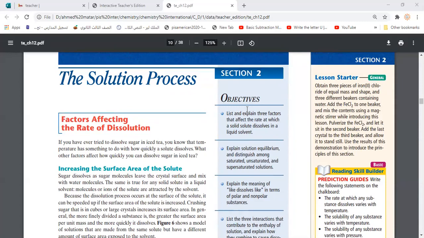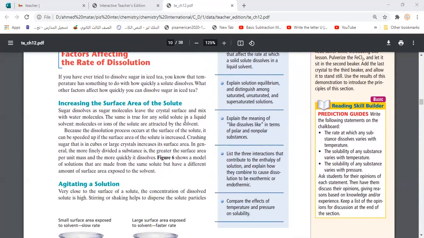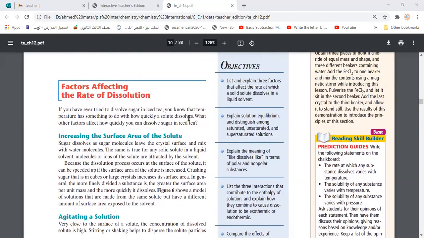So today we're going to talk about the solubility process, or how a solution is formed, and what the factors are that could affect the rate of dissolving. Once we add a solute to a solvent, depending on the type of solute and the solvent, we could find that the dissolving process takes different times or different rates.